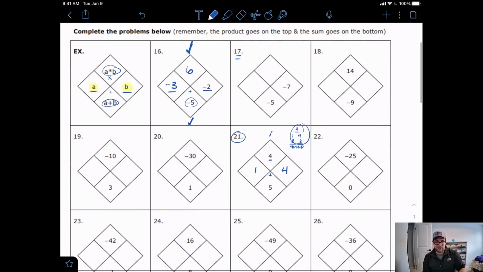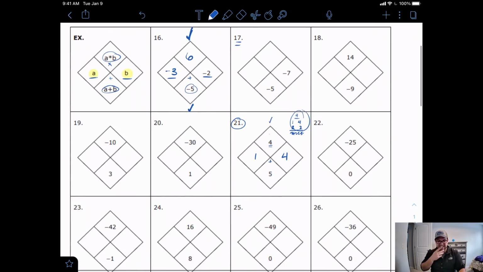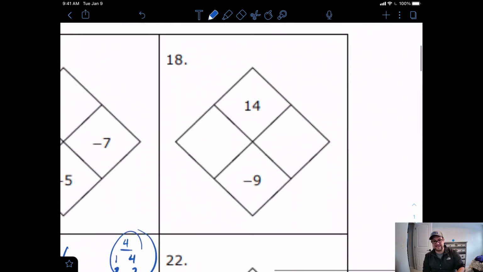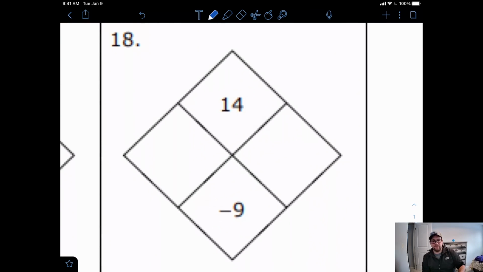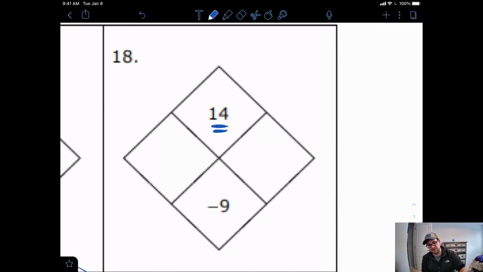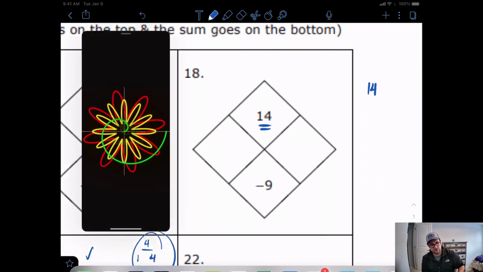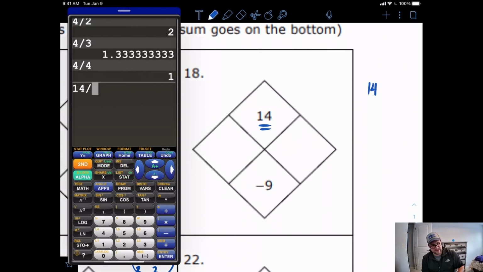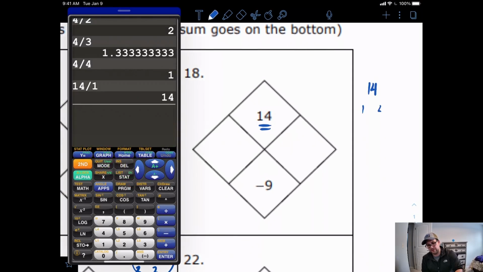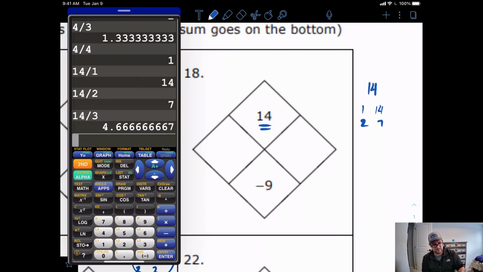Now, that's how the process goes, but it's not always that easy to do. Let's go to problem number 18. If you look at problem number 18, we're going to take this 14, and we're going to start making our list. So, what goes into 14? If I take 14 divided by 1, that means 1 goes in 14 times. If I take 14 divided by 2, that means 2 goes in 7 times. 14 divided by 3 doesn't go in.